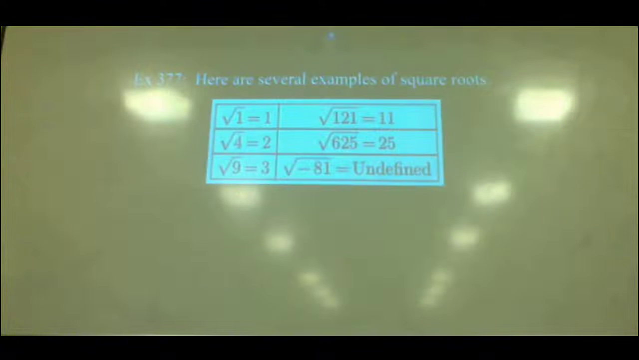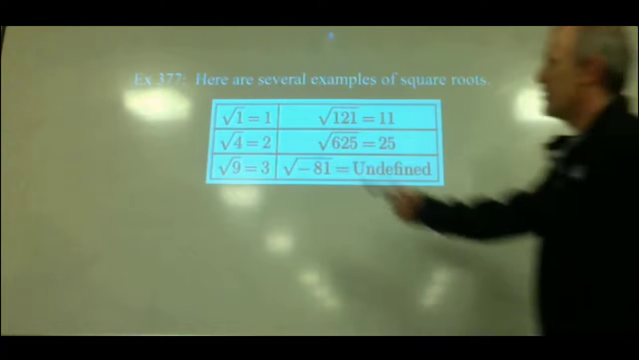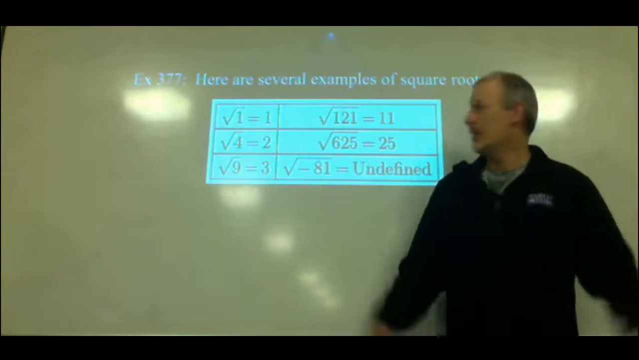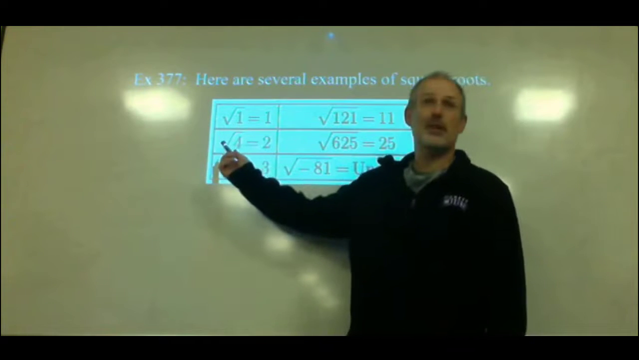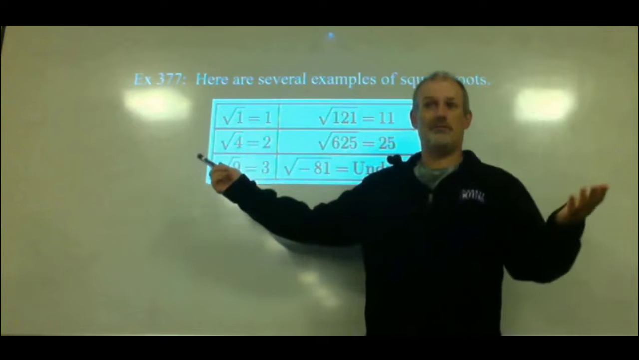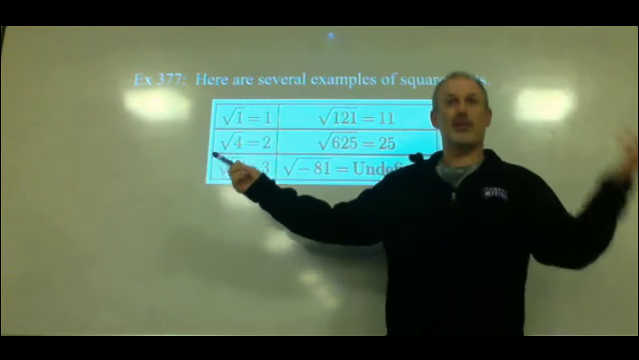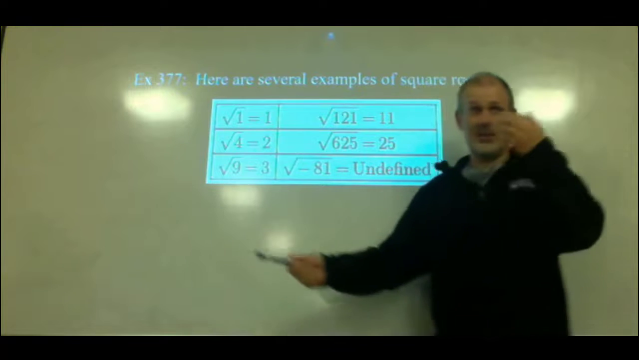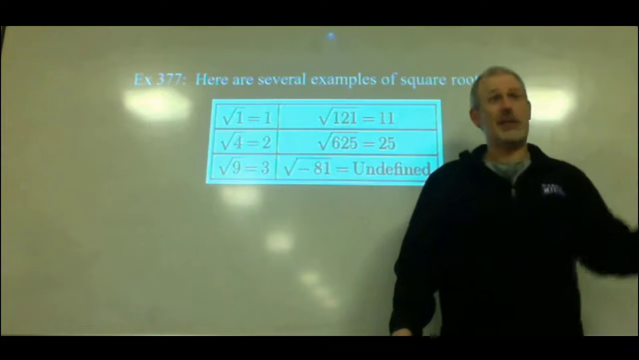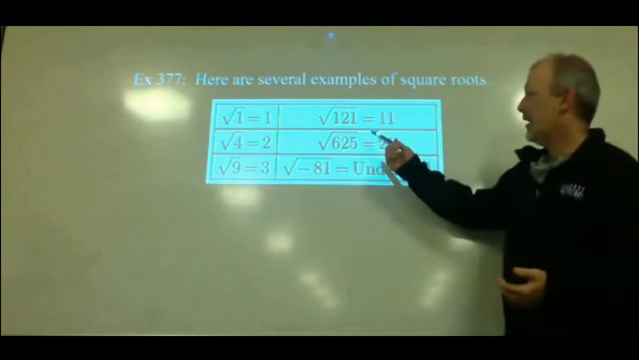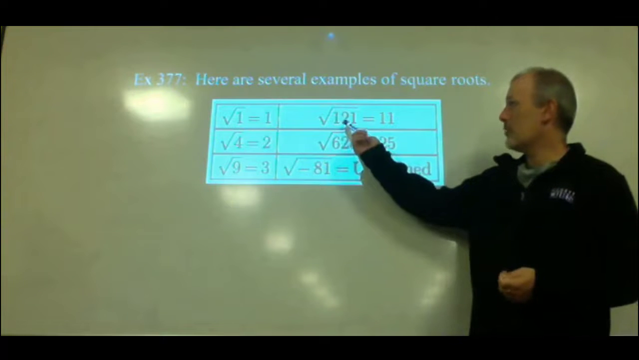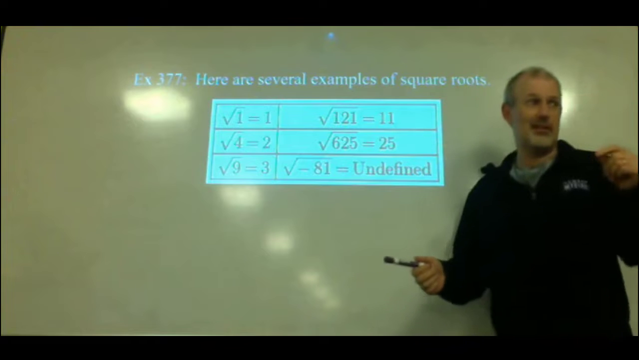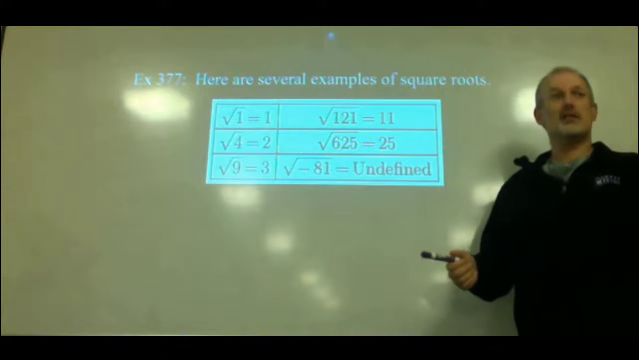All right, so some examples. The square root of 1 is 1 because 1 times 1 is 1. The square root of 4 is 2 because 2 times 2 is 4. 2 squared is 4. The square root of 9 is 3 because 3 times 3, or 3 squared, is 9. Then to some bigger ones, the square root of 121 is 11 because 11 times 11, or 11 squared, is equal to 121.